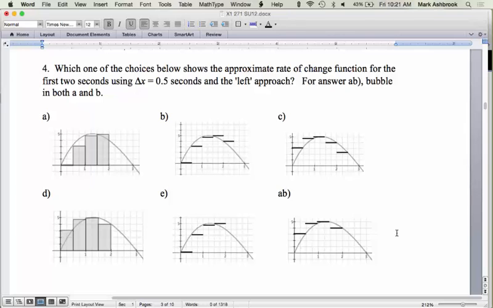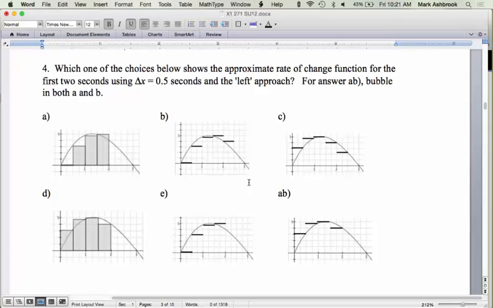So now we want the left approach. So let's narrow it down here. Which of these 4 show a left-hand approach? B and E. Right, people are saying B and E. Do you agree with that? Yeah, B and E are the 2 that show a left approach.